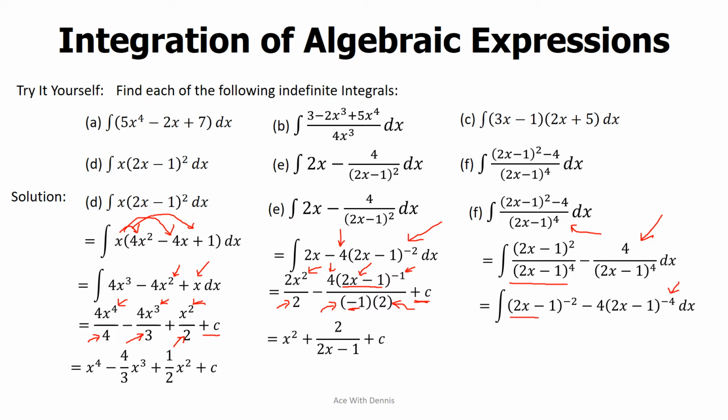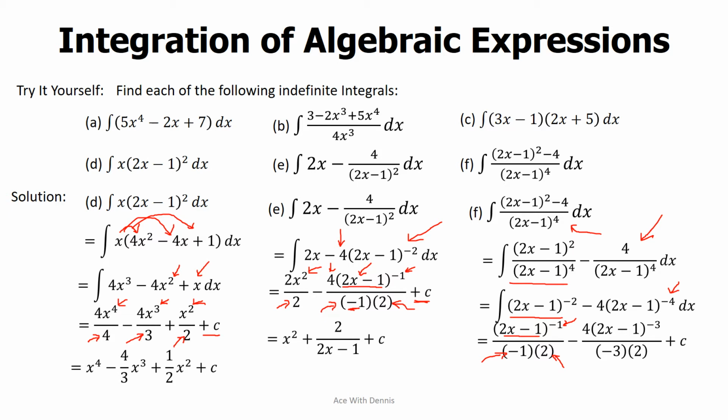So for the first term, 2x minus 1 to the power of negative 2, we just copy the function inside the bracket, 2x minus 1, then power plus 1. So negative 2 plus 1, we get negative 1. After that, negative 1 we put at the bottom. We still have a negative 1 here. Then followed by differentiate the bracket. For this case, we get a 2 here. Then we put at the bottom 2.